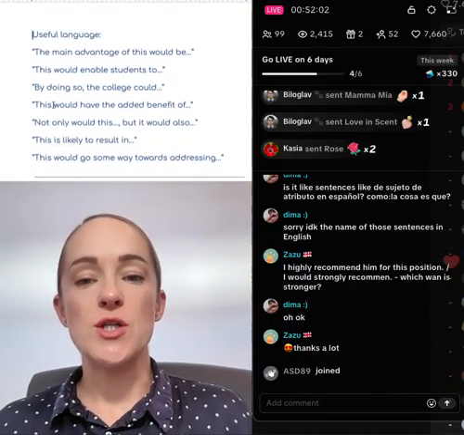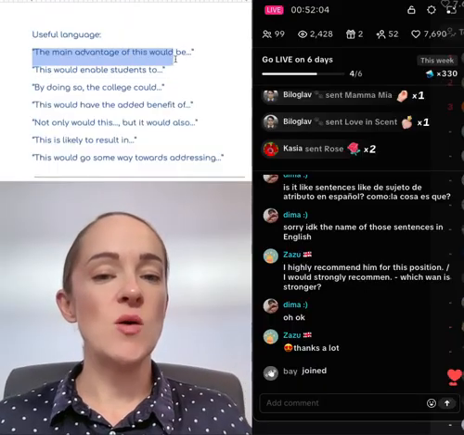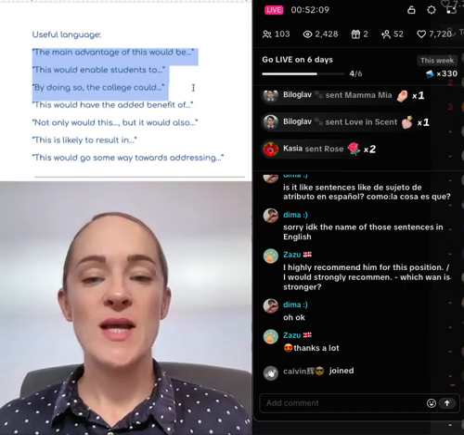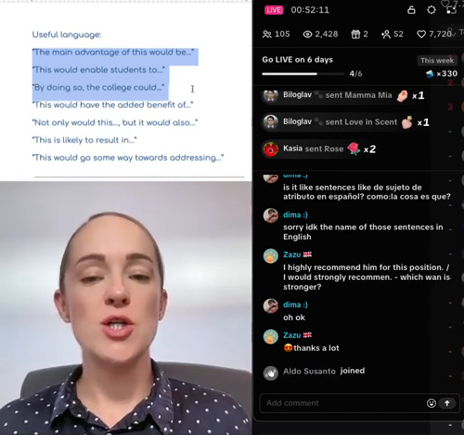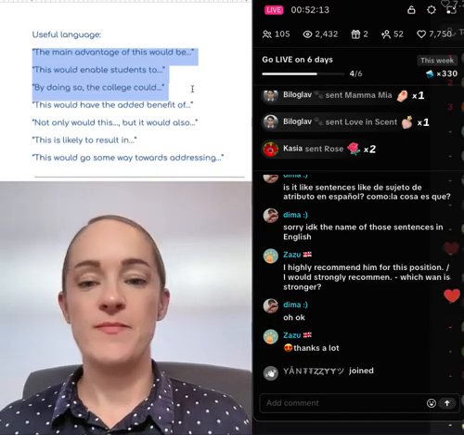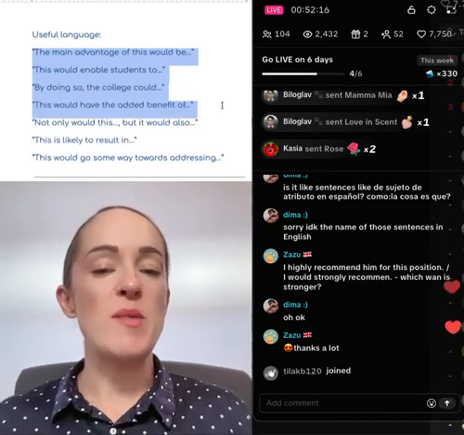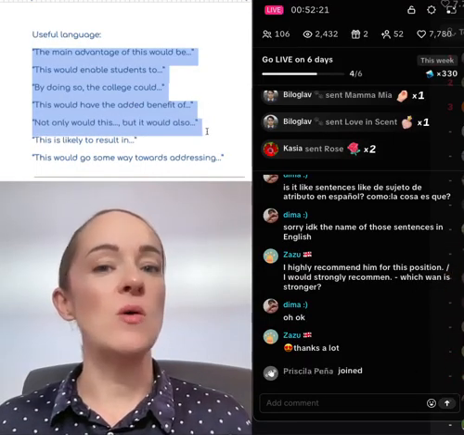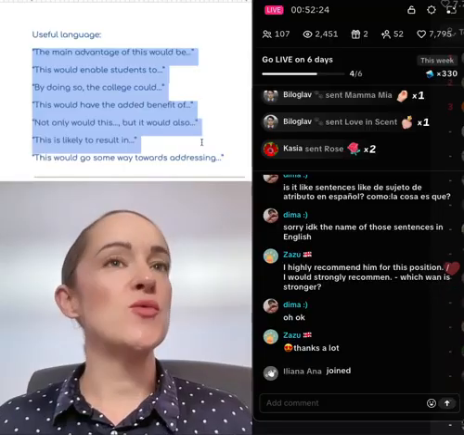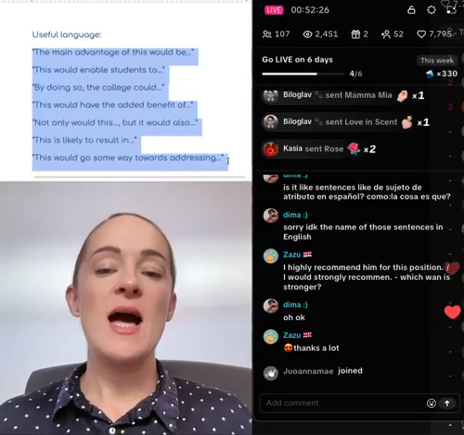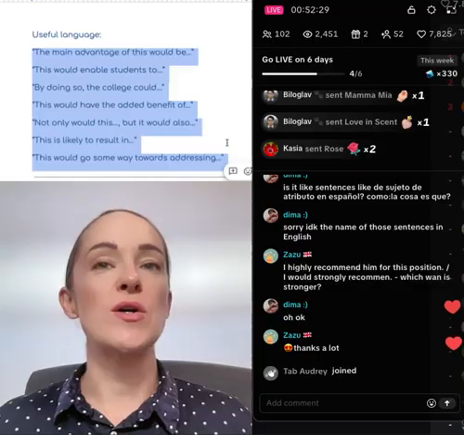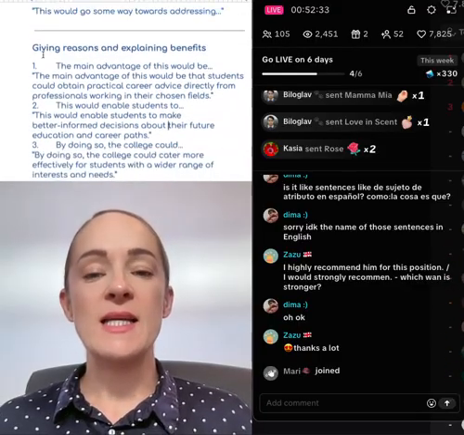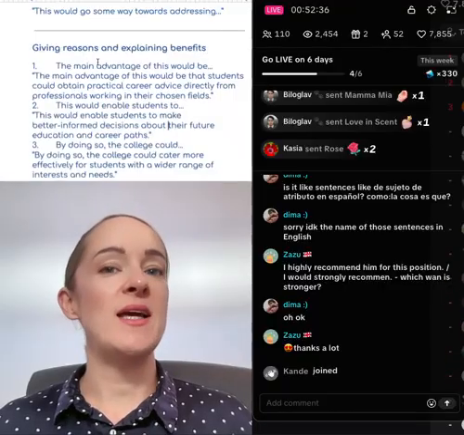So, useful language. The main advantage of this would be, this would enable students to. By doing so, the college could. This would have the added benefit of, not only would this, but it would also, this is likely to result in. And this would go some way towards addressing whatever problem it is, okay? Then giving reasons and explaining benefits.